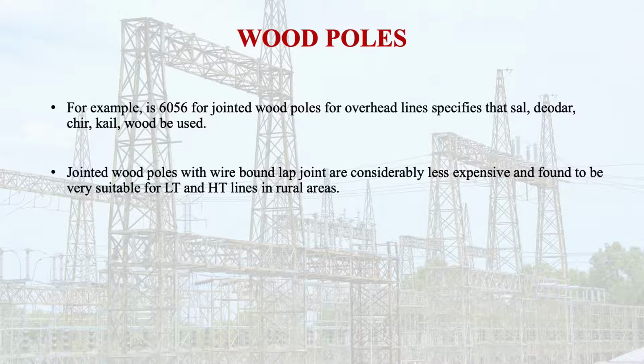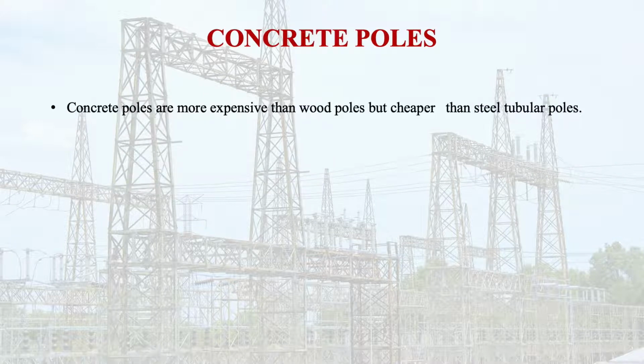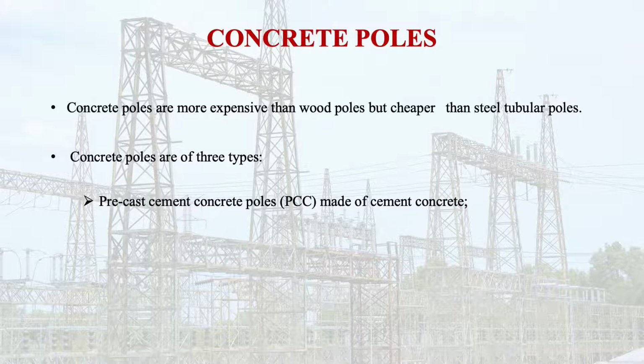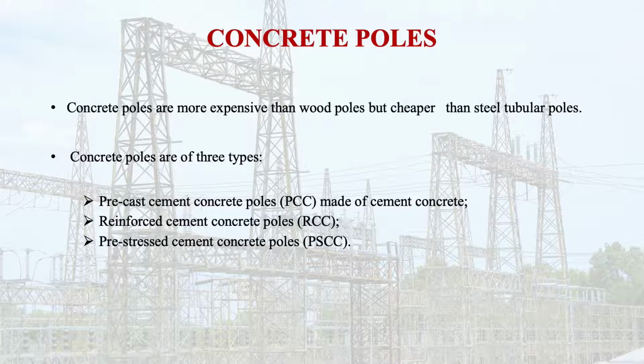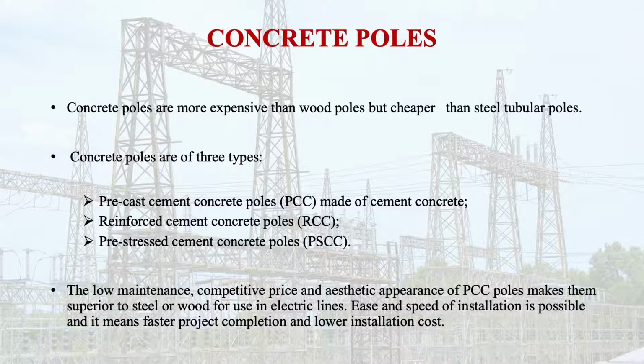The next is the concrete pole. Concrete poles are more expensive than the wood pole but cheaper than the steel tubular pole. Concrete poles are of 3 types: the precast cement concrete poles, PCC, made of cement concrete, then reinforced cement concrete pole, RCC, and pre-stressed cement concrete pole, PSCC. Because these concrete poles have low maintenance, competitive price, and aesthetic appearance, PCC poles are superior to steel or wood for use in the electric lines.